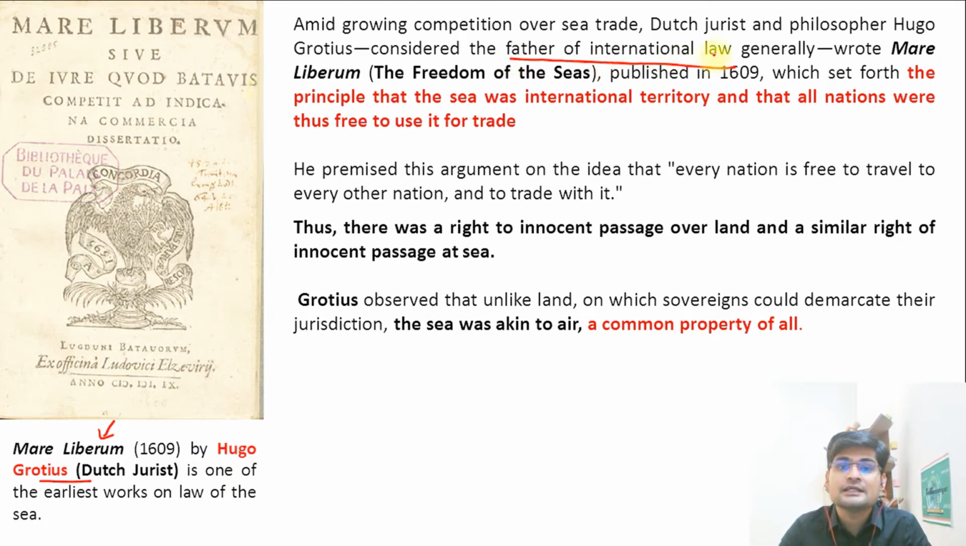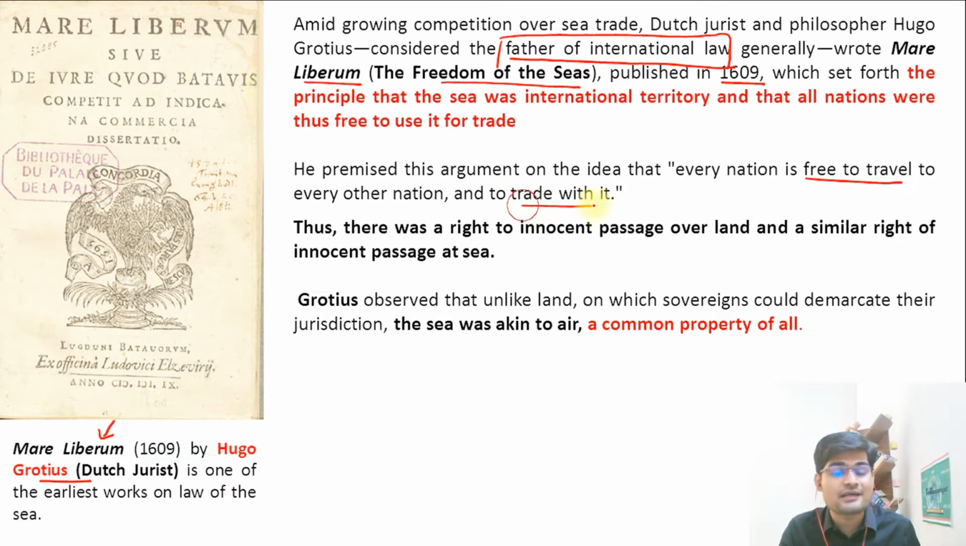So remember, Hugo Grotius is also known as the father of international law in general connotation for his Mare Liberum, the Freedom of the Seas book, which was published in 1609. And what was there in the book? It said basically that every nation is free to travel and every nation has equal right in the sea.